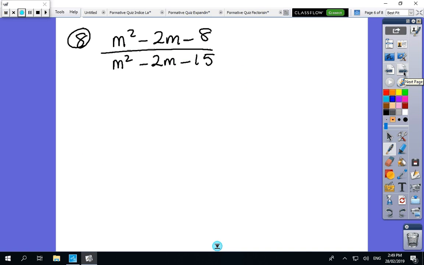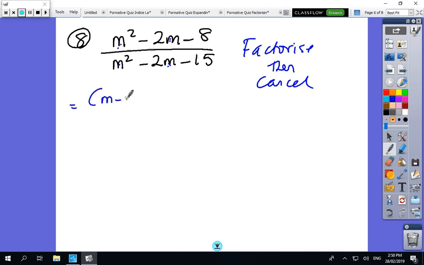Okay, you can't cancel those m squared. You can't cancel those two m's. Okay, you have to factorise, then cancel. Okay, have a go. When you're ready, come back.